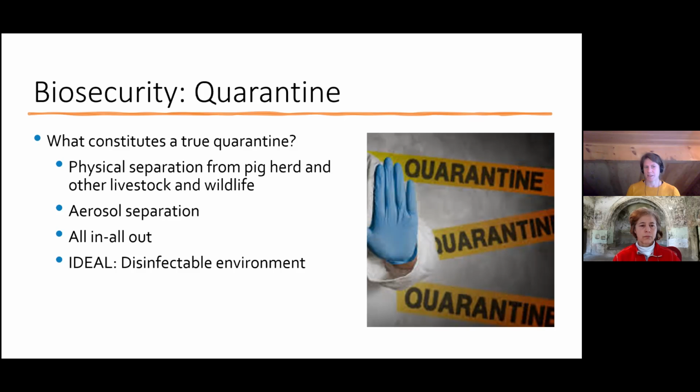So it's important that any sick pig or a suspect pig is not shedding any pathogens into the environment that are then carried around by wildlife or other livestock. So that physical separation is really important. Aerosol separation is also an important thing to focus on when you are making your plans for quarantine.